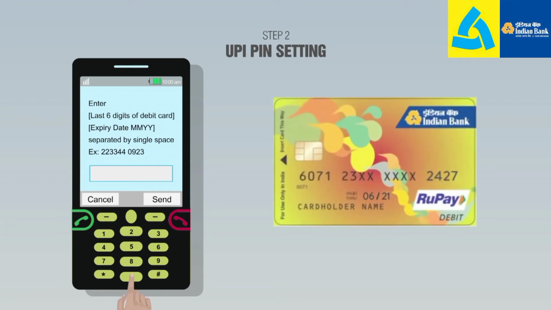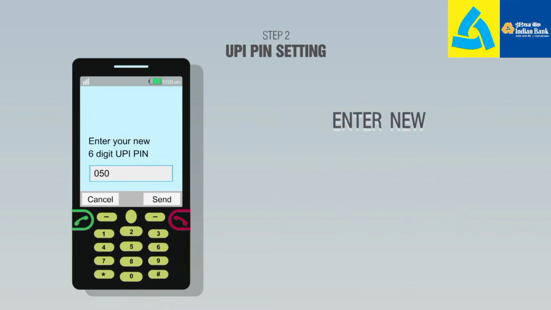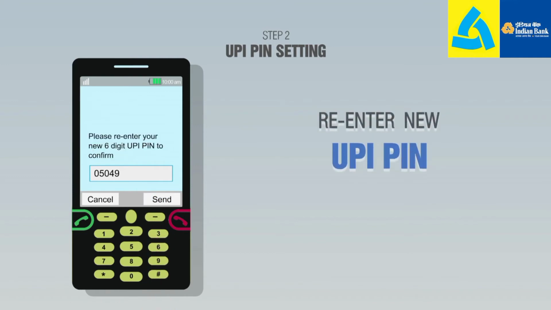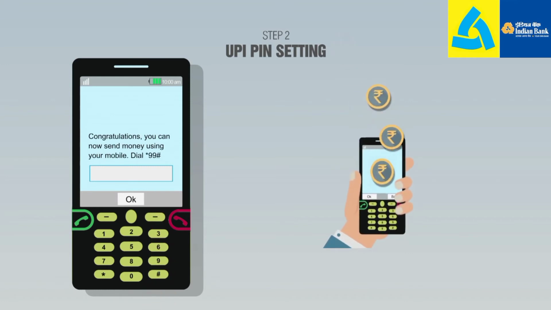For setting the UPI PIN, please enter the last 6 digits of your debit card number and expiry date, separated by a single space, and press send. Now enter new PIN and press send. Re-enter UPI PIN for confirmation and press send. Now you can send money using your mobile.